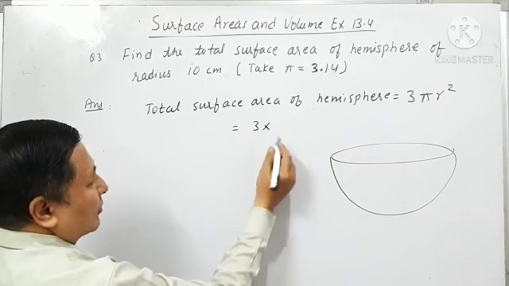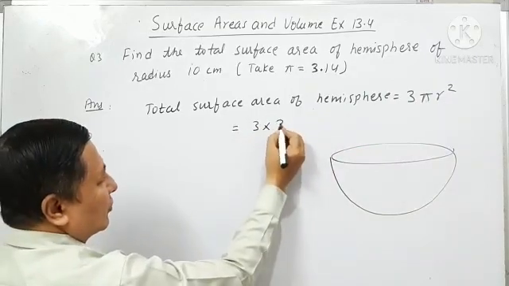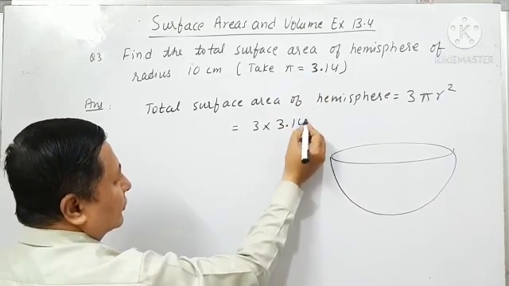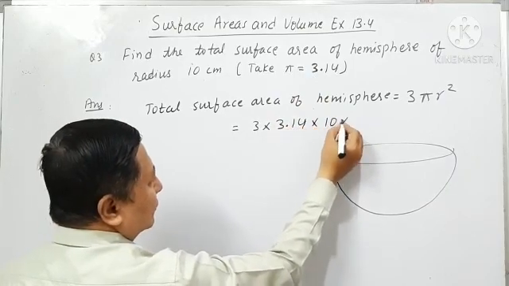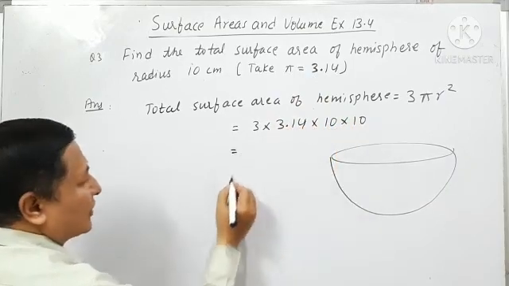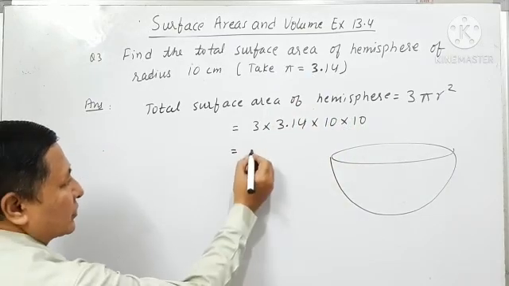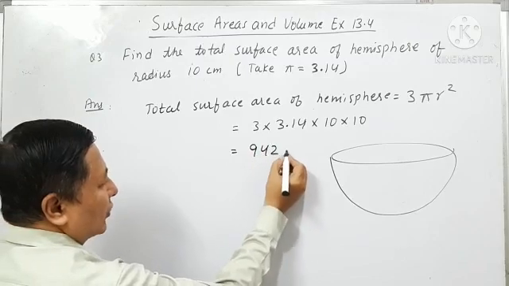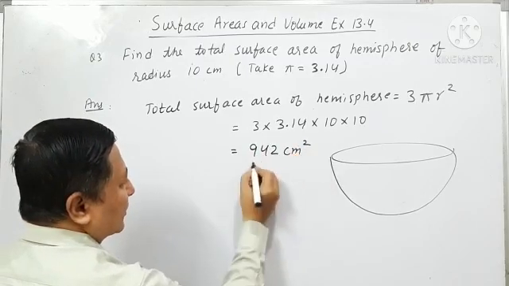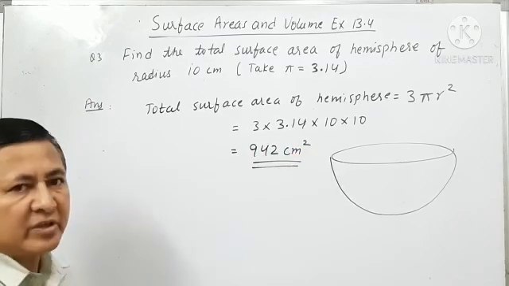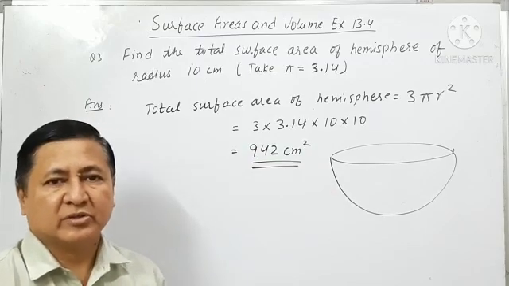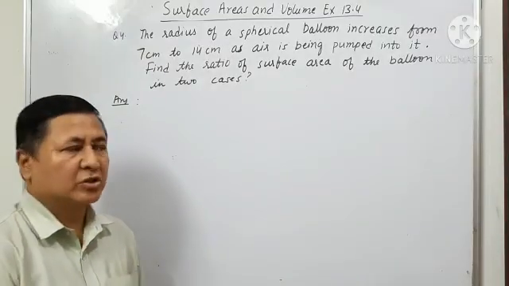So let us solve this. 3 into pi, the value of pi is 3.14, into 10 into 10. So when we solve it, 3 into 3.14 into 10 into 10 equals 942 centimeter square. So the total surface area of the hemisphere is 942 centimeter square.